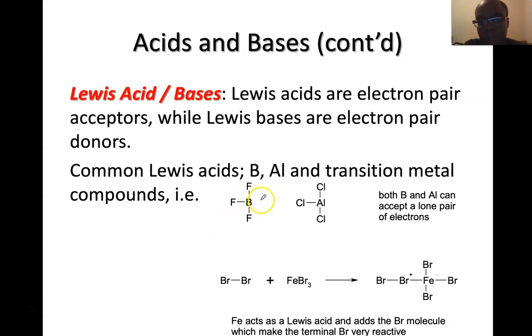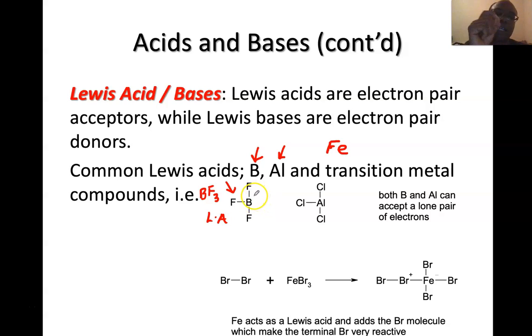A good example: we usually use complexes of boron and aluminum. Of course, iron can also give you Lewis acids. I want you to check the Lewis structure of BF3 here. BF3. We're going to use that to explain why this is a Lewis acid.